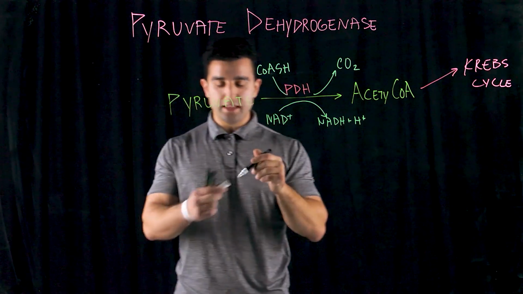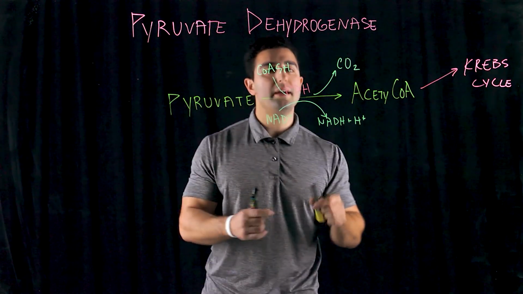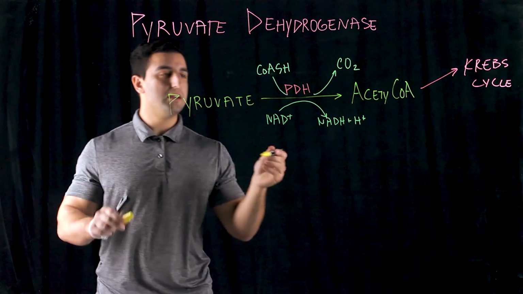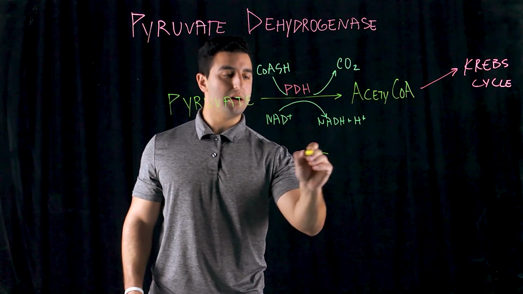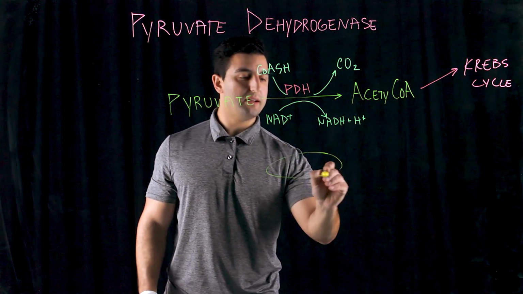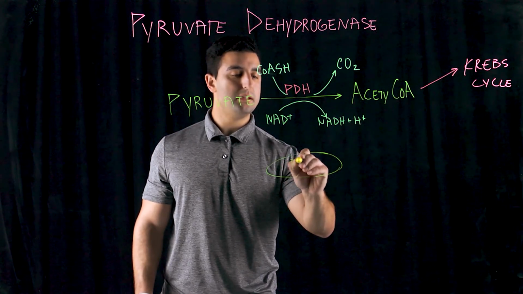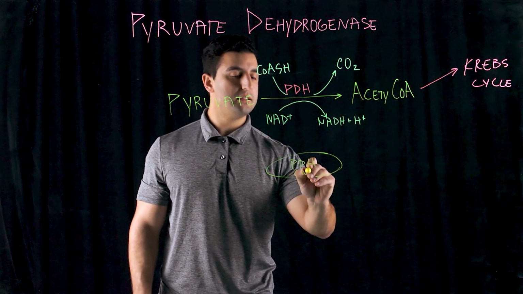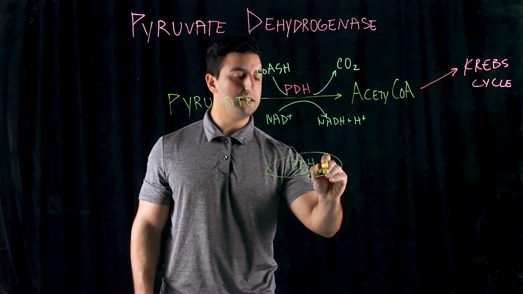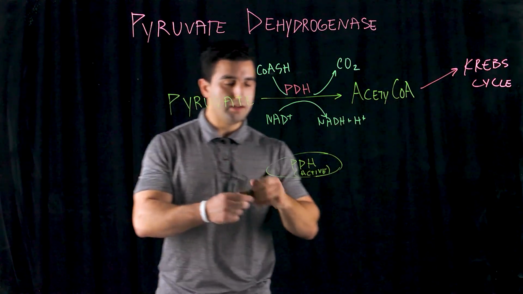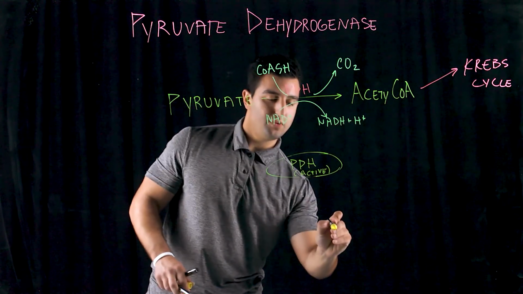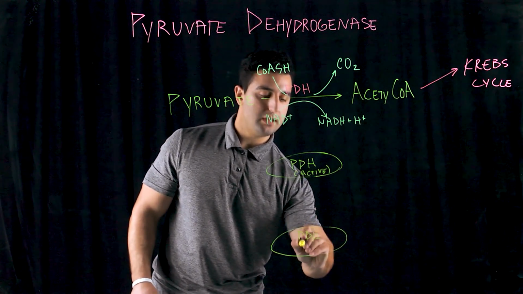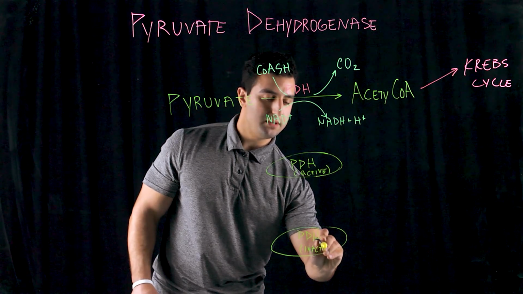And this enzyme is highly regulated. So what is it regulated by? When it's in its unphosphorylated state, if I were to draw here the PDH with no phosphate group around it, it is very active, and you can see this process take place. However, there is another state where this molecule can be inactive. PDH will be inactive when it becomes phosphorylated.